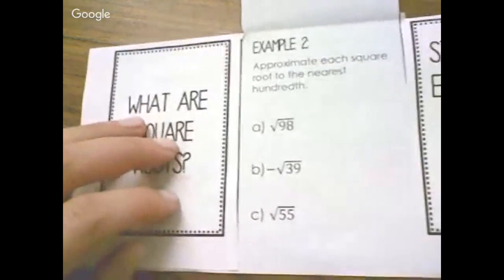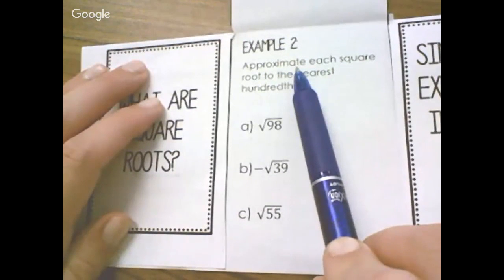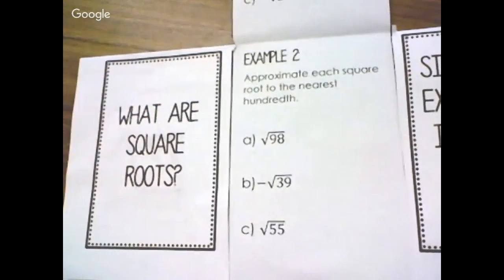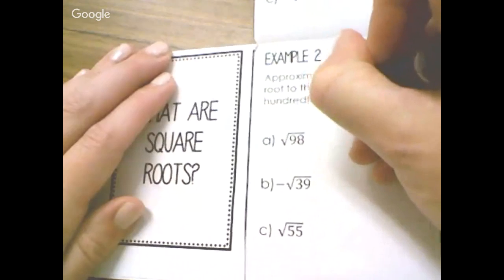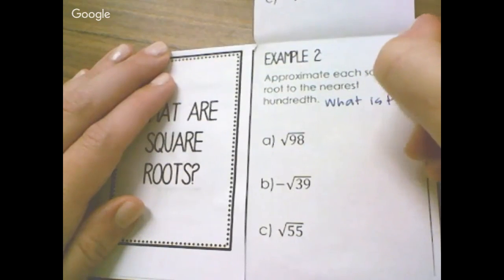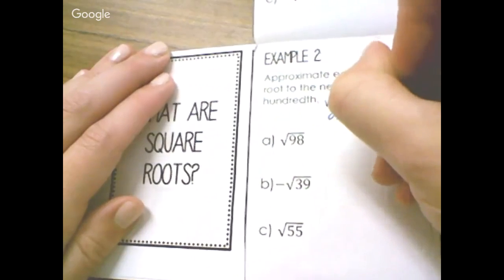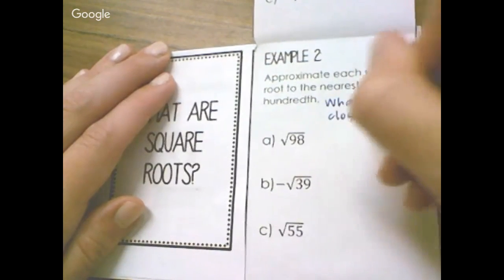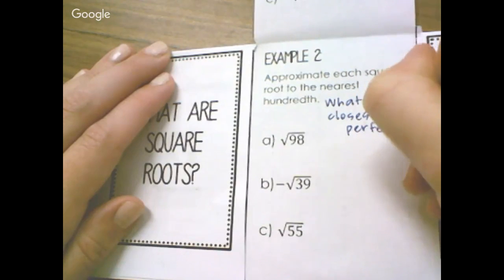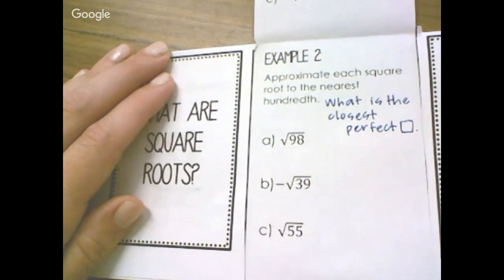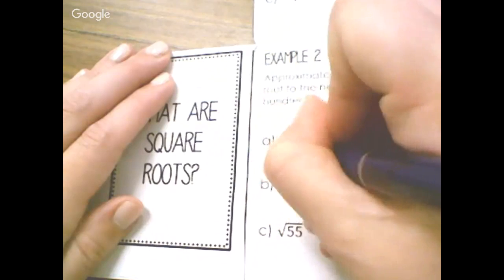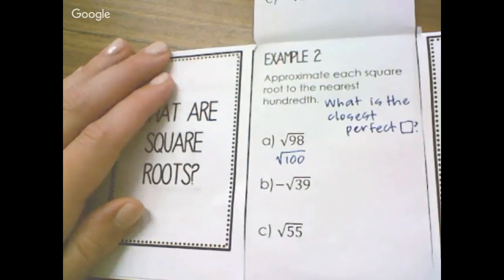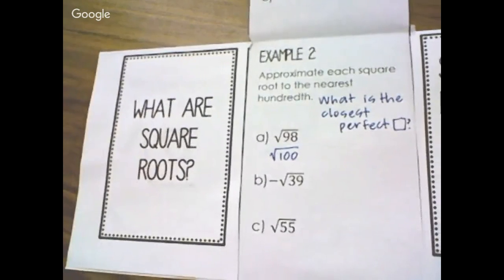Okay. Now we're going to talk about how can we approximate. How can we estimate these numbers? So what I want you to do is come up with the closest perfect square. So for 98, my closest is 100. So I know it's about 10. Right?